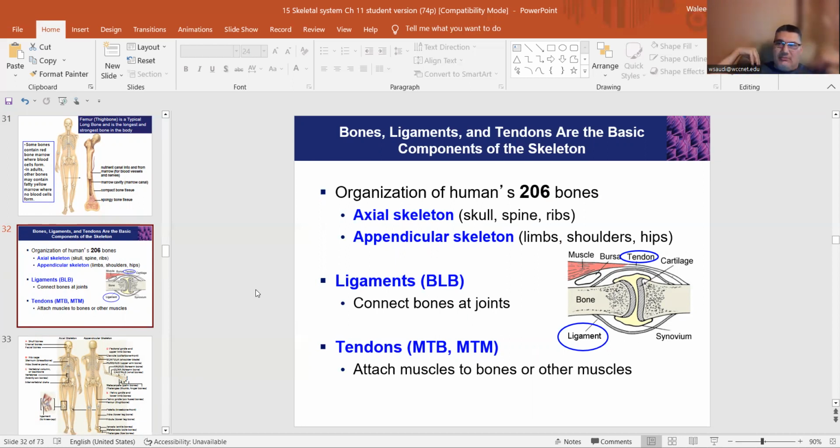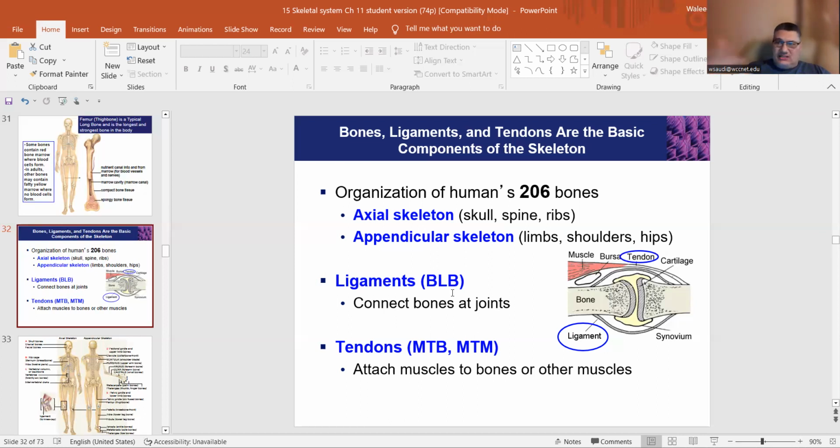And then your upper limb is attached to that axis through the shoulder. We say it's appended to the axial skeleton. Your lower limb is also the same thing. It's appended or attached to the axial skeleton through your pelvis or pelvic joint. So we call this part appendicular skeleton. Axial skeleton, appendicular skeleton.